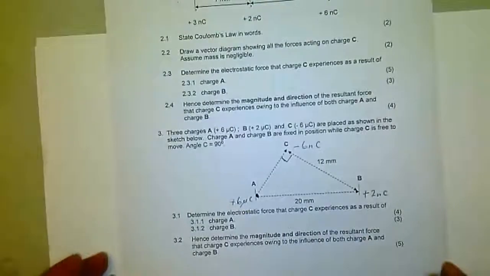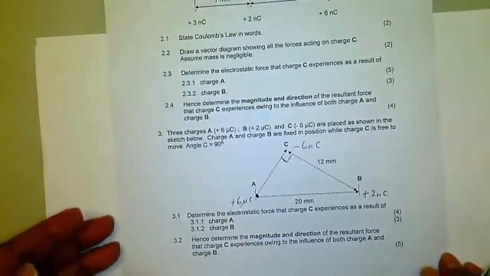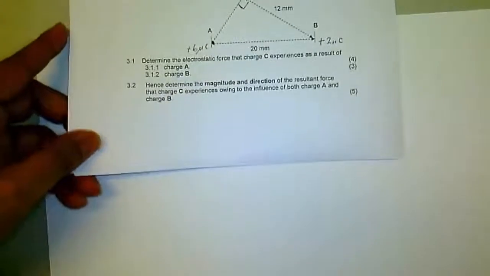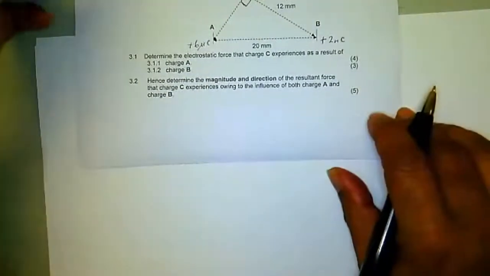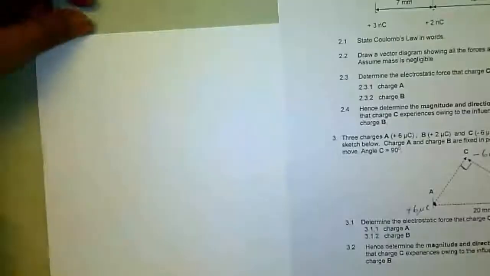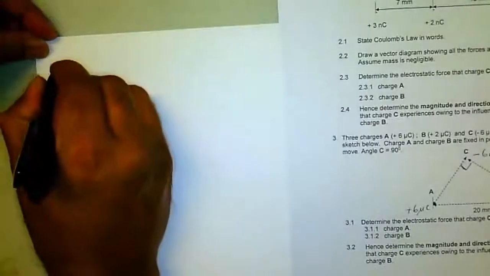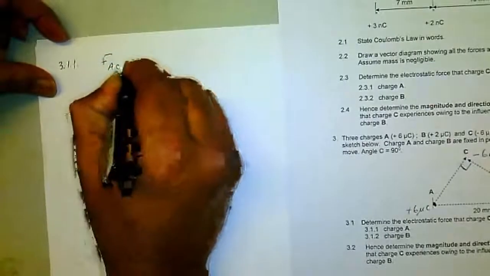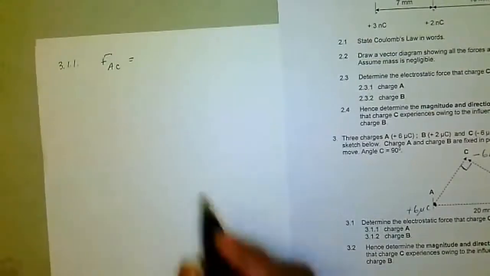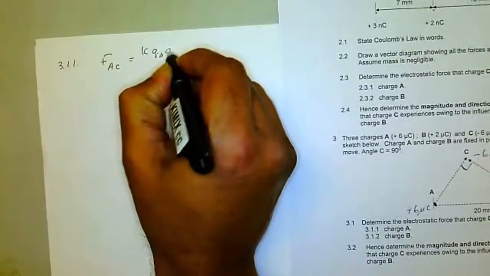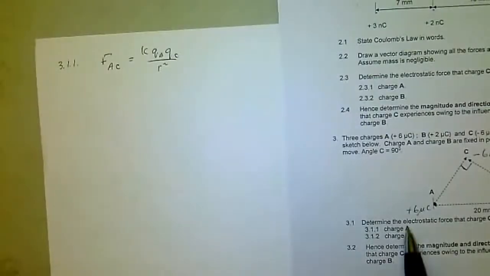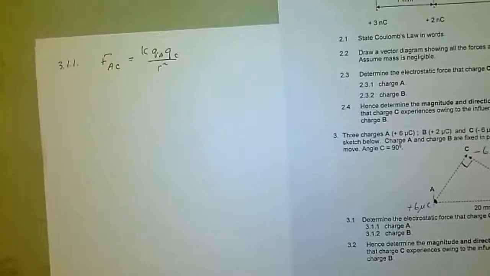Alright. Right, I'm going to remove this now from my visualizer so that I can work it out on my page, and you can follow on your worksheet. Right, so 3.1.1. I want the force of A on C. So that will be K, QA, QC over R squared. Okay, perhaps let me give you about 2 or 3 minutes to do those 2 calculations. You may continue. I don't want to disturb you.